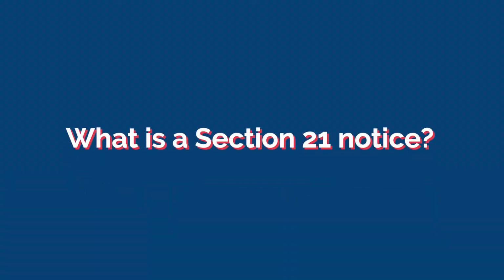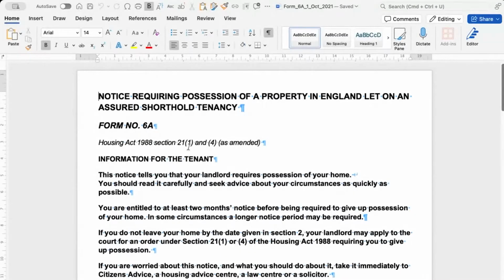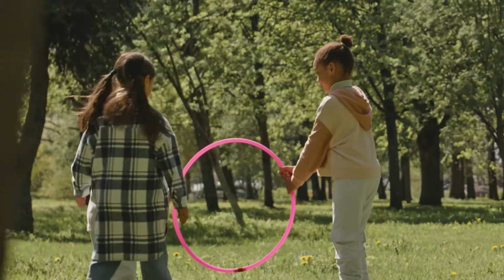Right, let's get started. First things first, what is a Section 21 notice? Well, a Section 21 notice is a form called Form 6A that you need to serve if you want to obtain possession of your property using Section 21, and that means you don't have to give a reason to do it. However, there are a few hoops that you need to jump through to do that.